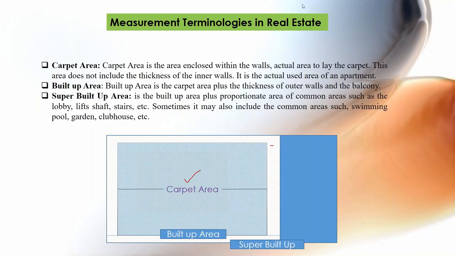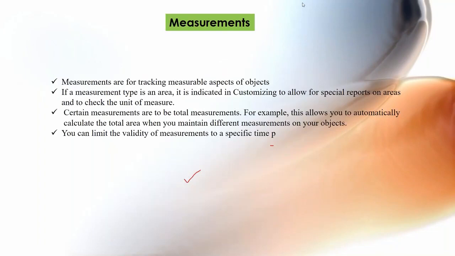So let us see next how measurement is helping in the system. Here the measurement type: measurements are for tracking measurable aspects of the object. We can have different units to measure. If a measurement type is an area, it is indicated in customizing to allow for special reports on areas and to check the unit of measure. When we are talking about the real estate business, in that case, most of the measurement types we define are area measurement types.